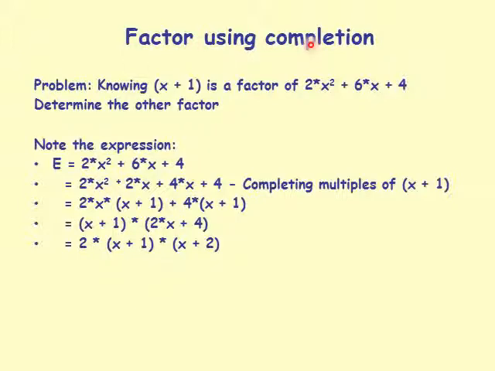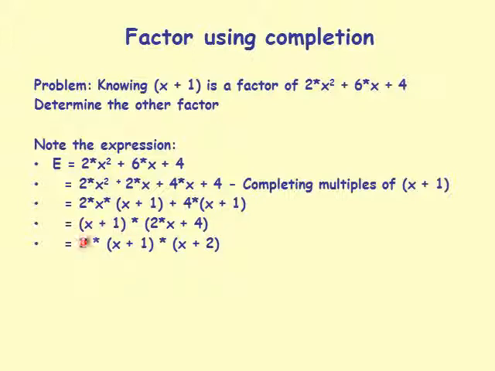We could have factored the same expression using completion. First of all, we know x plus 1 is a factor. So now we can complete terms in factors of x plus 1. We get 2x squared, and we know x plus 1 is a factor, so we add 2x here, and split 6x into 2x plus 4x, and plus 4. We take out x plus 1 as a factor from the first two terms, and similarly x plus 1 from the next two terms. Then we extract the common factor x plus 1, giving x plus 1 times 2x plus 4.